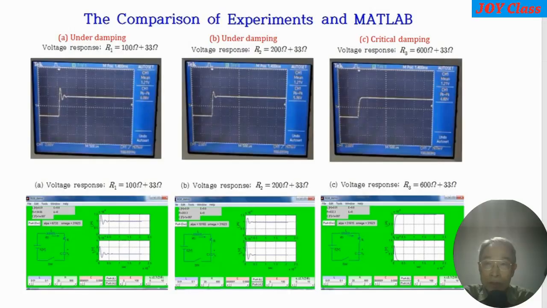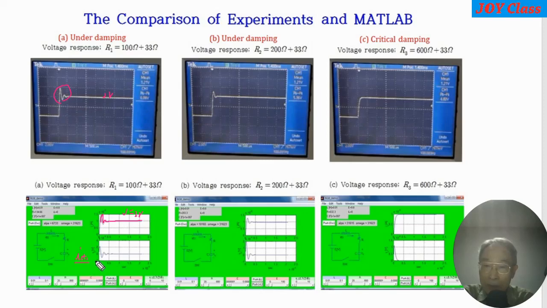To summarize this lecture, I'll show you the comparison of the experiments and the MATLAB simulation. Upper figures are made by experiment, lower figures by MATLAB. First, the underdamping case. It has several overshoots here, and finally it has 2 volts across the capacitor. When I simulate it, it also has several overshoots, and V equals 2 volts.